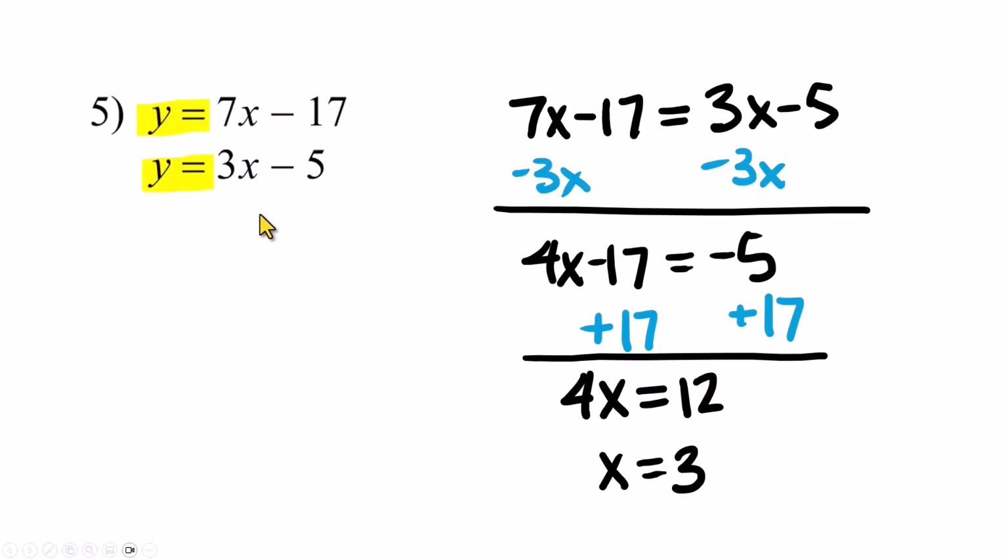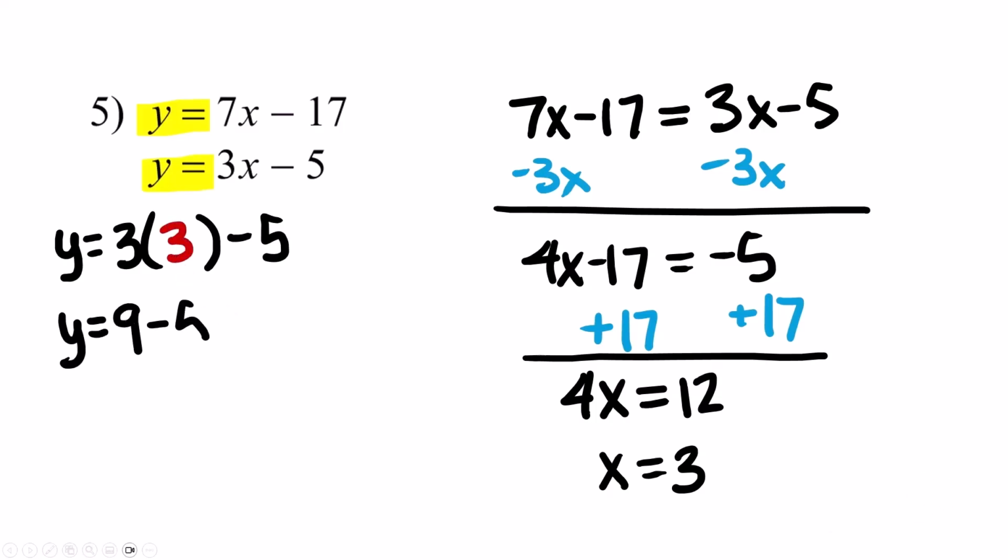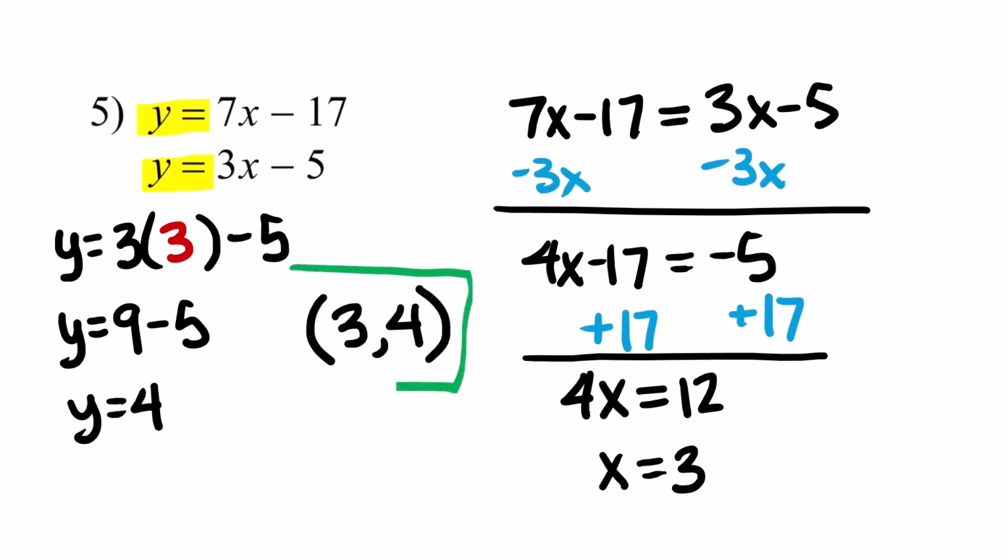It doesn't matter which one you use. Just use the one that you like the best. So I'm going to use the one with the 3. So I'll put a 3 in here. Y equals 9 minus 5, so y equals 4. Rewrite that as an ordered pair and put a box around it.